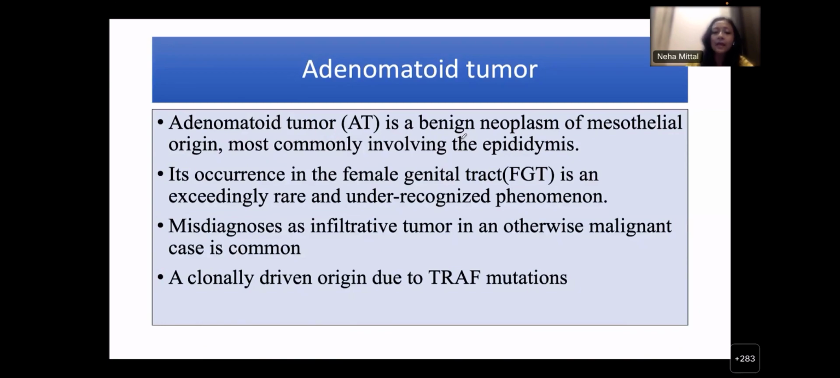In the female genital tract it is very rare and under-recognized, and misdiagnosis as an infiltrative tumor may lead to disastrous consequences as far as the management is concerned. And now a clonal origin due to TRAF mutations has been detected, so it justifies the name adenomatoid tumor because it is clonal. Okay, thank you.